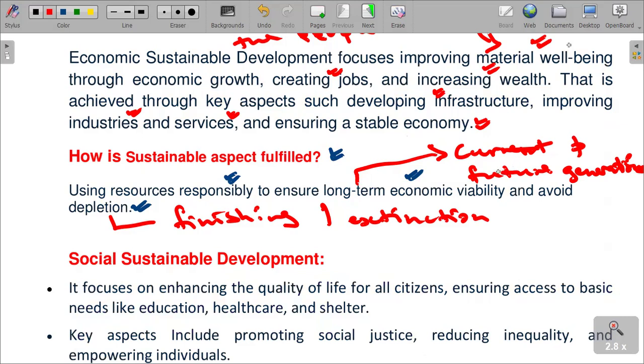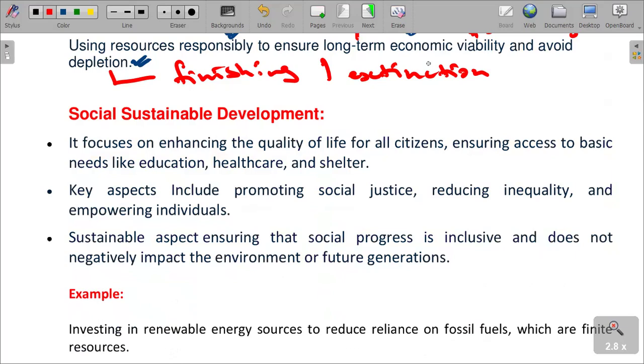In that regard, we are saying sparing use of resources avoids depletion. It avoids extinction. It avoids running out of our essential, very important resources. They cannot be finished. So social sustainable development, it focuses on enhancing the quality of life for all citizens.